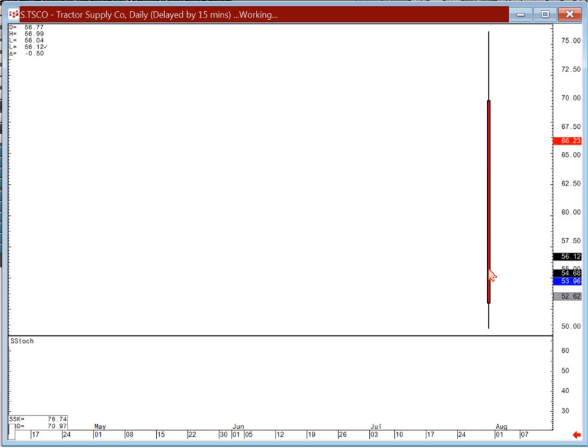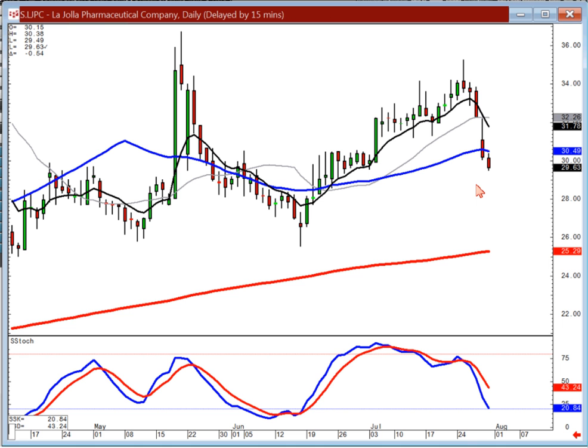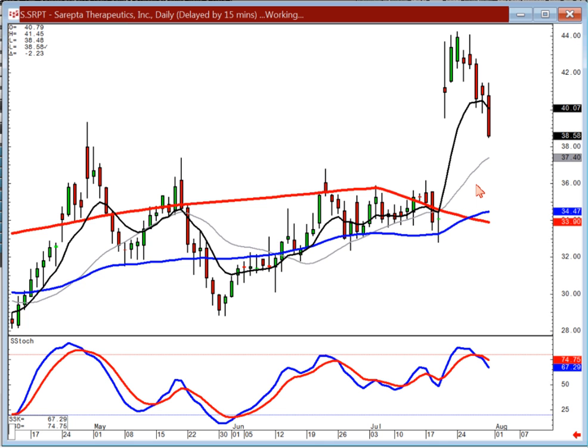Tractor Supply. If this opened lower tomorrow, I'd close it out and wait to see if it's going to come back and test the T-line. To buy it, I'd want to see it come back up through this level. So if it opened positive and started trading positive, that's when I'd start going long. LJPC, stay short. SRPT. Right now you can be shorting this with the expectation that it's going to come back down and use the top of the wedge as support, which would kind of coincide with your 50-day moving average.